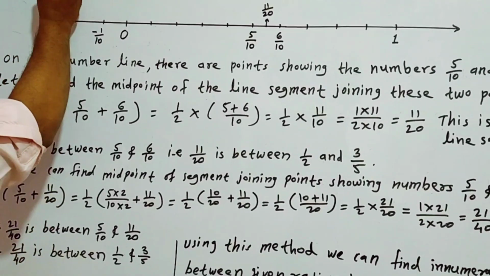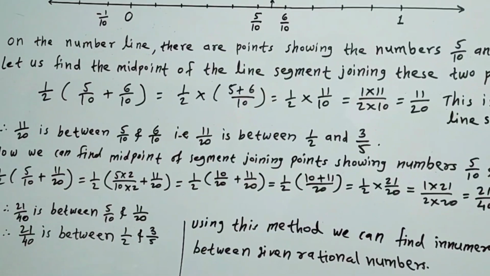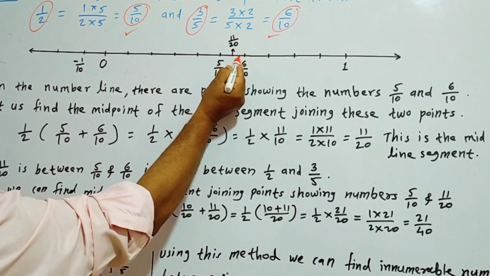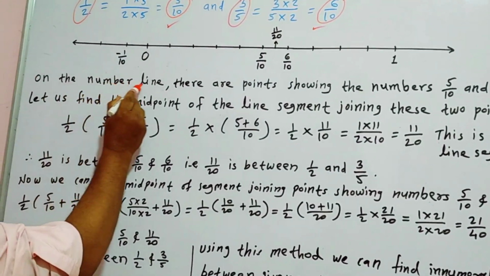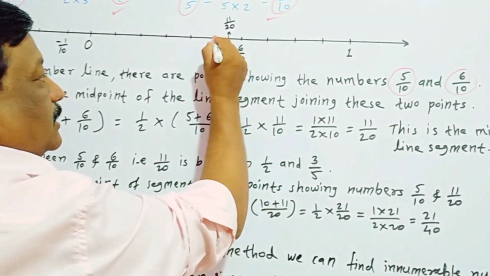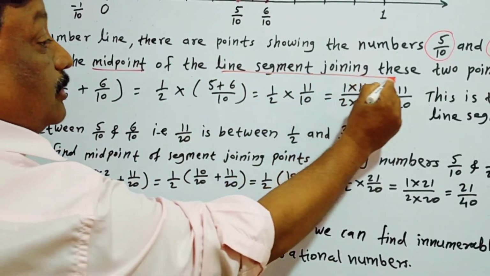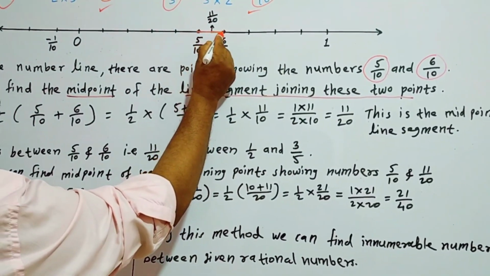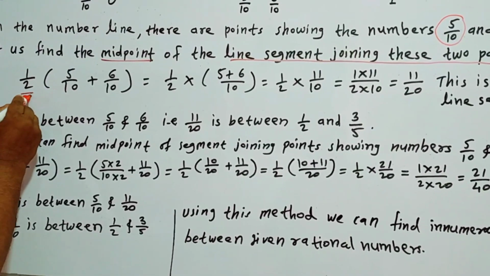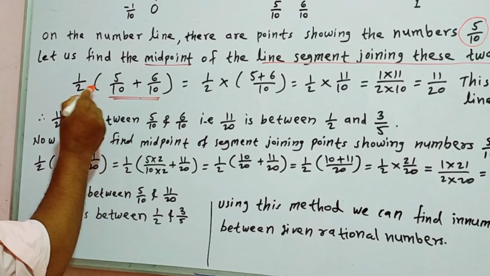Now we have to find numbers between 1 upon 2 and 3 upon 5. Means find numbers between 5 upon 10 and 6 upon 10. Here are these two numbers. Then we have to join these 2 points and find the midpoint. Now on the number line there are points showing the numbers 5 upon 10 and 6 upon 10. Then let us find the midpoint of the line segment joining these 2 points. Now how to find the midpoint? Take half of the sum of these two numbers. So add 5 upon 10 and 6 upon 10 and take half of it.